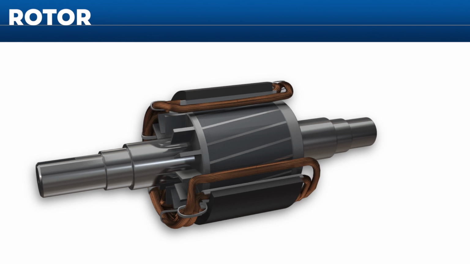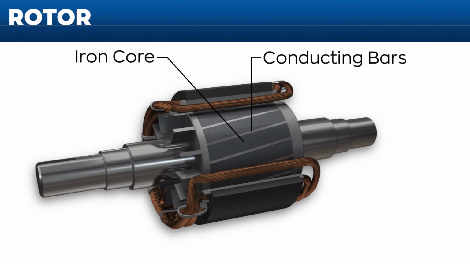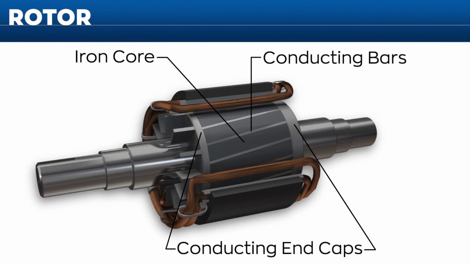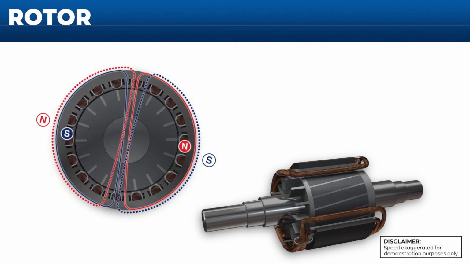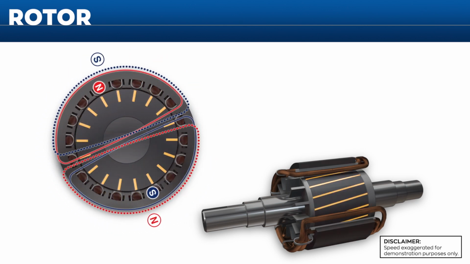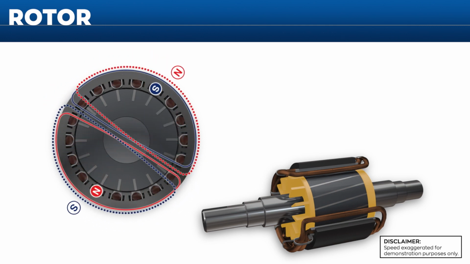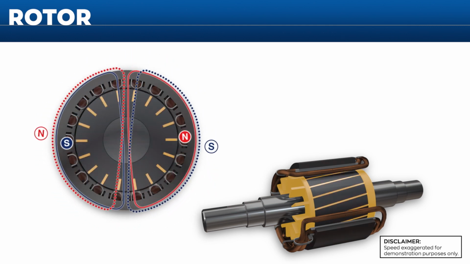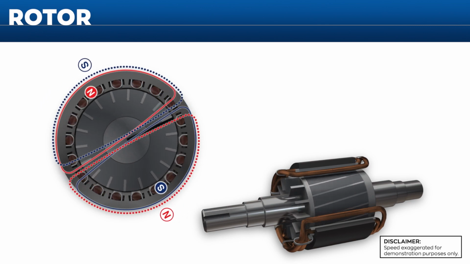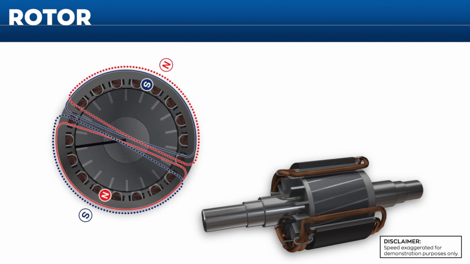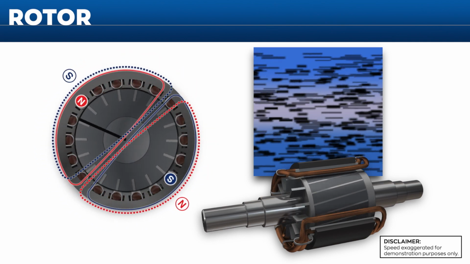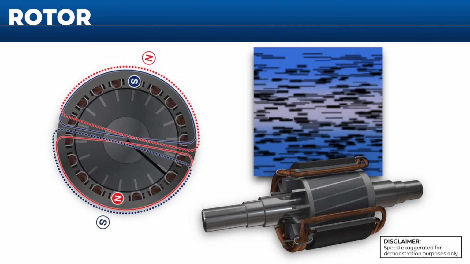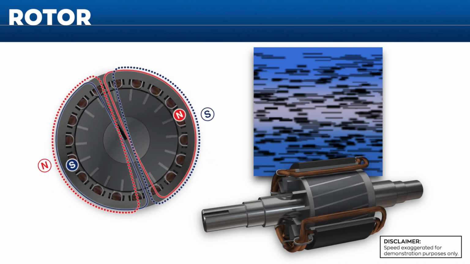The rotor, with its iron core, conducting bars, and conducting end caps, is constructed to conduct electromagnetic current. As the stator's magnetic field rotates, it induces voltage in the bars of the rotor. As the rotor bars are shorted at both ends using end rings, there is now a closed path for the flow of current in the rotor bars. This, in turn, aligns the atoms in the iron cores of the rotor to produce its own magnetic field, which opposes the magnetic field produced by the stator.